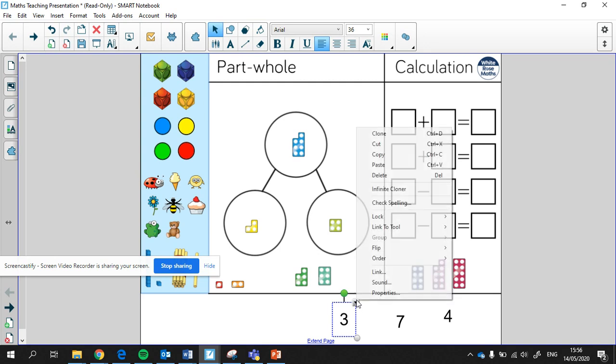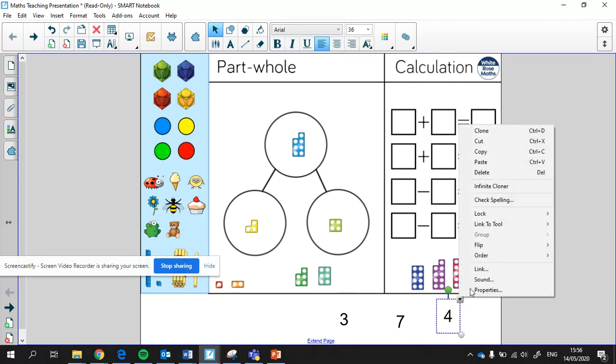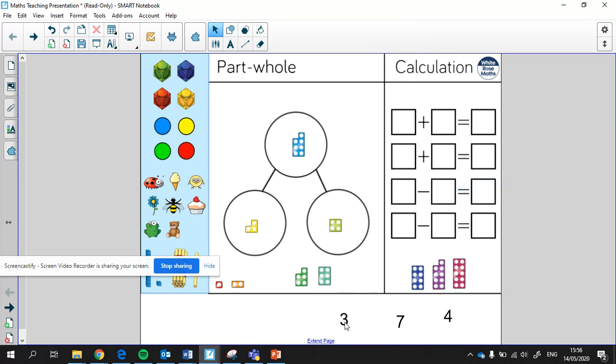I'm going to keep using those and dragging them into the correct place. So for the first one, I'm going to put in our 3. Our 7 is the total. So we can say that 3 and 4 equals 7.